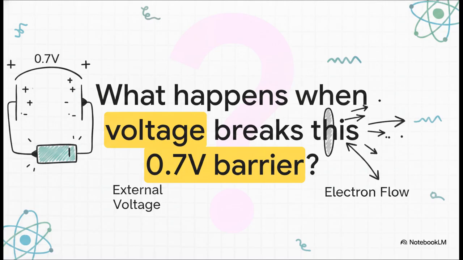But, this leaves us with a pretty critical question. Sitting at equilibrium, this barrier is a total roadblock. But what exactly happens when we apply an external voltage strong enough to break through that 0.7-volt wall? Well, that is exactly where the true power of semiconductors is unleashed, and what we'll have to explore next.